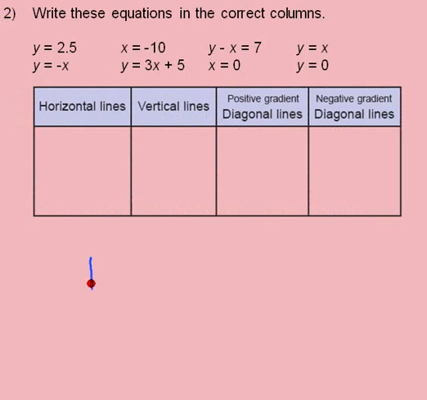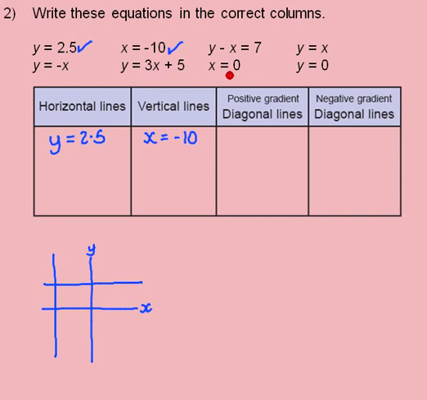If I start again with a set of axes for this one, this is the x-axis and this is the y-axis. Remember, horizontal lines will be y equals something and vertical lines will be x equals something. So y equals 2.5 will be something like this. It will be a horizontal line. X equals minus 10 will be something like this. It'll be a vertical line.